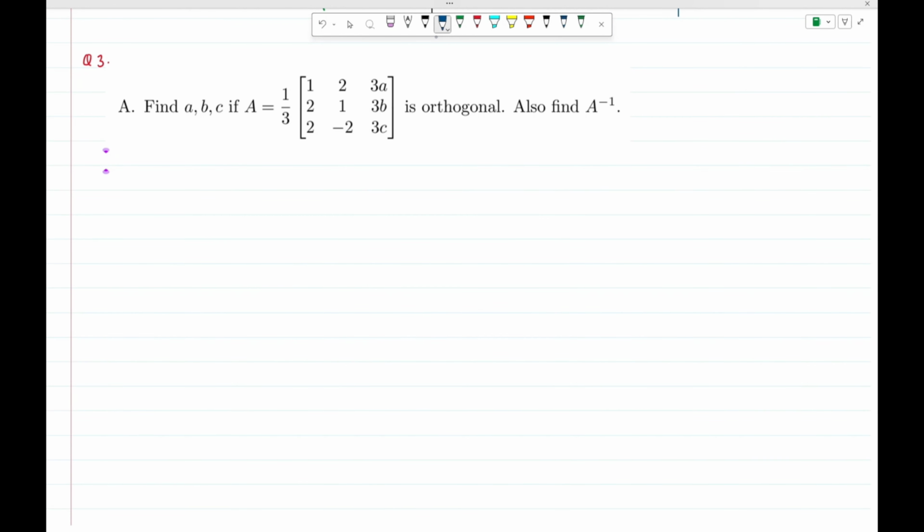We are on to question number 3 and each sub-question in question number 3 carries a weightage of 5 marks. Let's get started with problem A. It is from the module matrices.